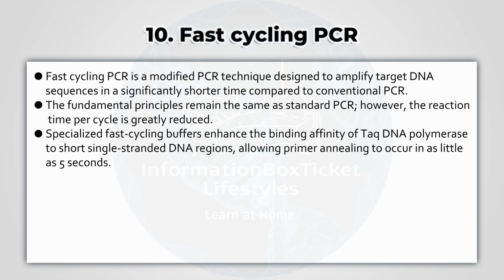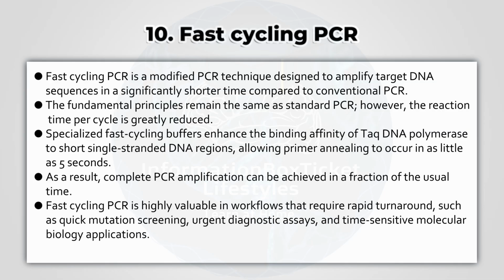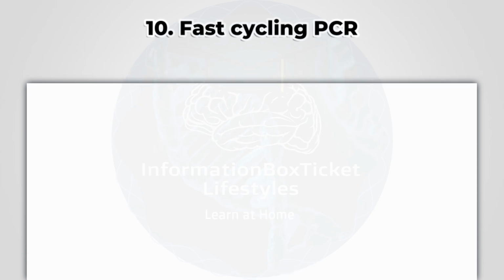Specialized fast-cycling buffers enhance the binding affinity of tachy-DNA polymerase to short single-stranded DNA regions, allowing primer annealing to occur in as little as 5 seconds. As a result, complete PCR amplification can be achieved in a fraction of the usual time. Fast-cycling PCR is highly valuable in workflows that require rapid turnaround, such as quick mutation screening, urgent diagnostic assays, and time-sensitive molecular biology applications.